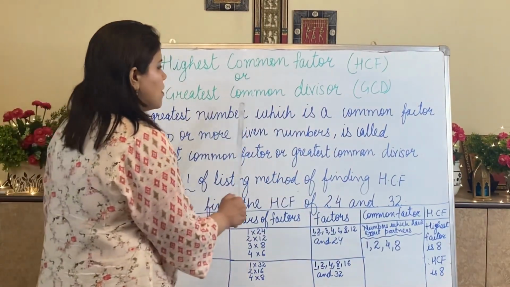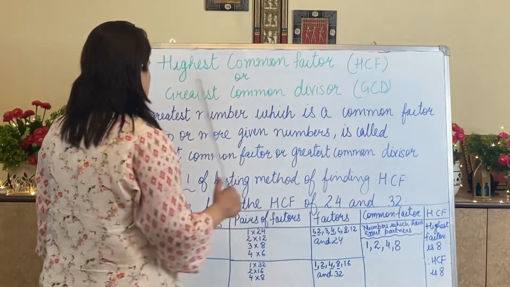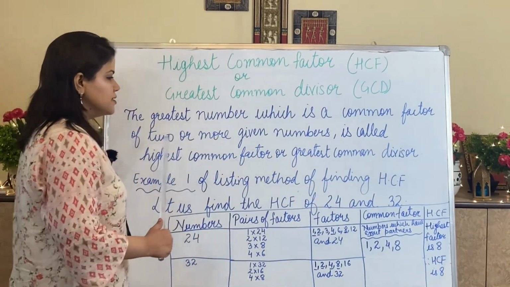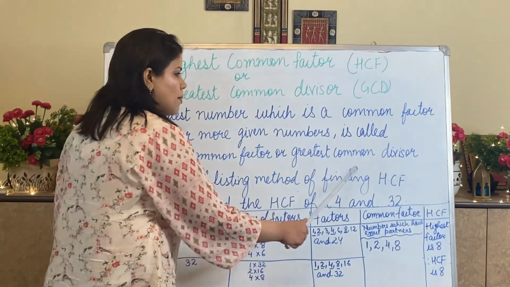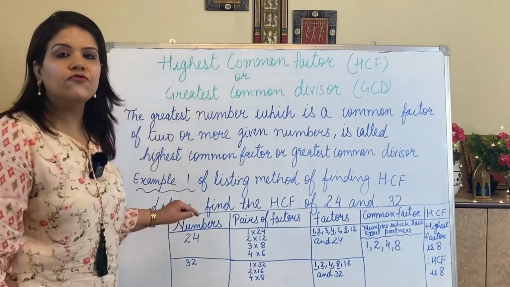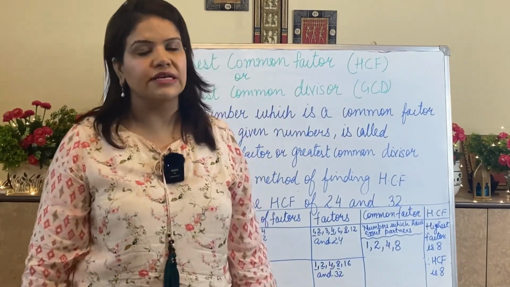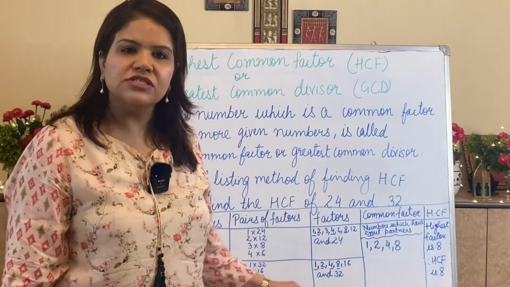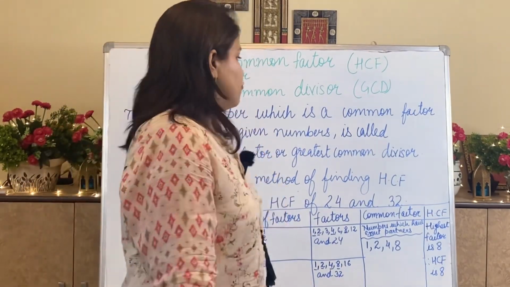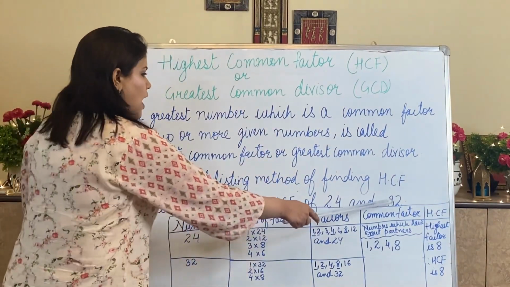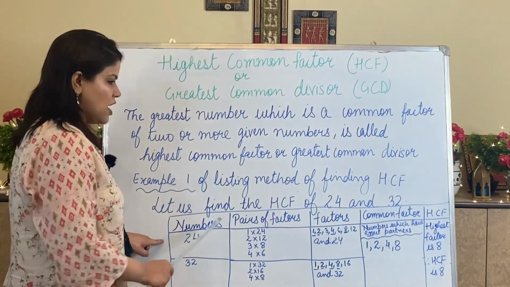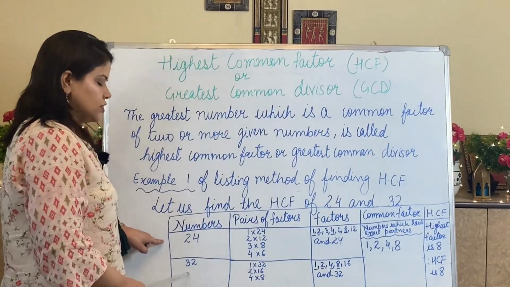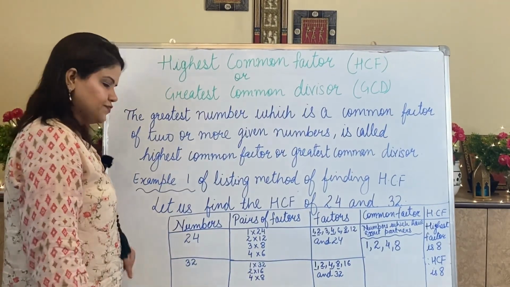The greatest number which is a common factor of 2 or more given numbers is called highest common factor or greatest common divisor. I am taking the first example using the listing method of HCF. There are 3 methods. I will be taking them one by one. But first I am taking the listing method. Which 2 numbers have I taken? 24 and 32. I have written those numbers. I have made this table to find the HCF.